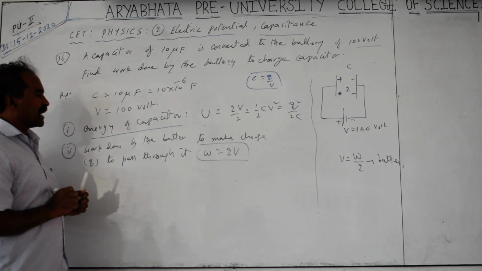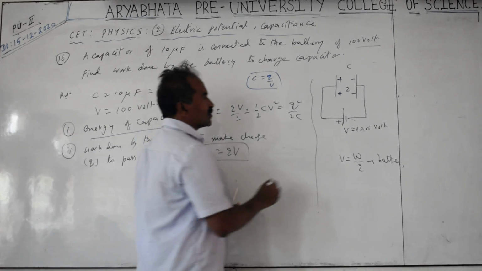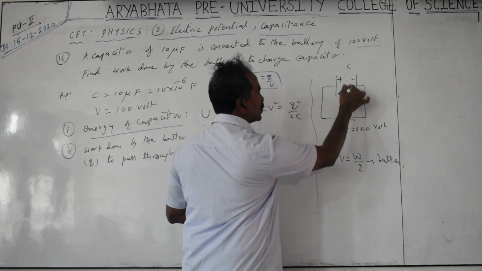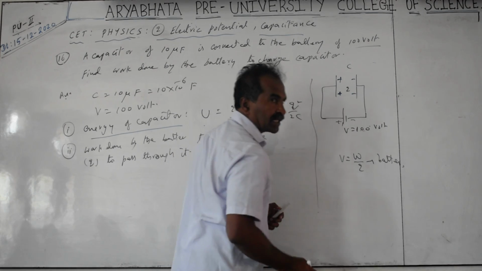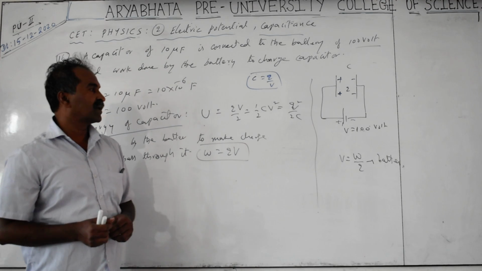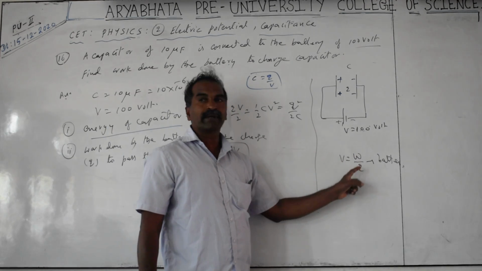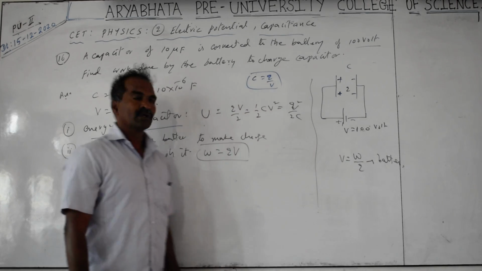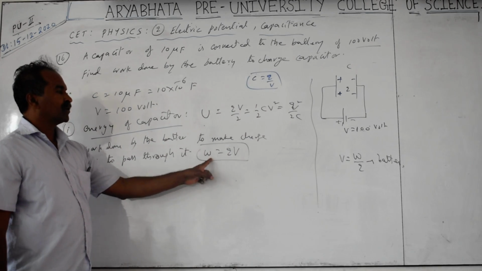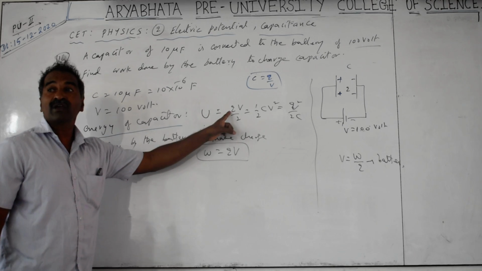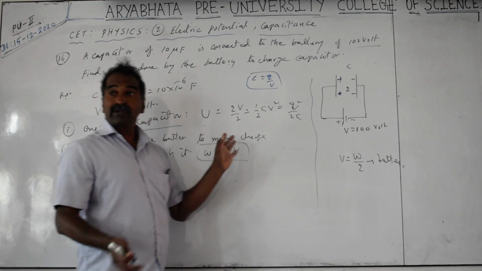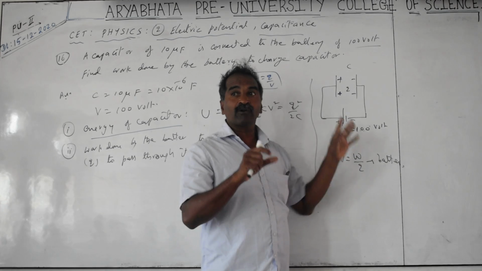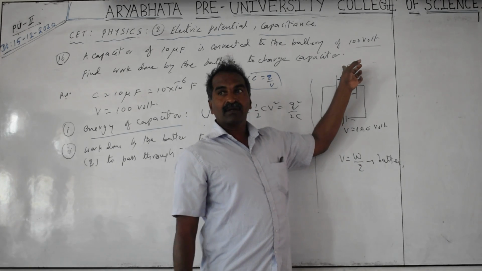Next is the work done by the battery. Work is done by the battery to store the charges. When fully charged with charge Q, what is the work done? From the potential difference formula, V equals W by Q, where V is the potential difference, so work becomes V into Q. Work done by the battery is W equals QV. But the energy stored is half QV. Only half the energy is stored. That means the work done by the battery is not equal to the energy stored in the capacitor.